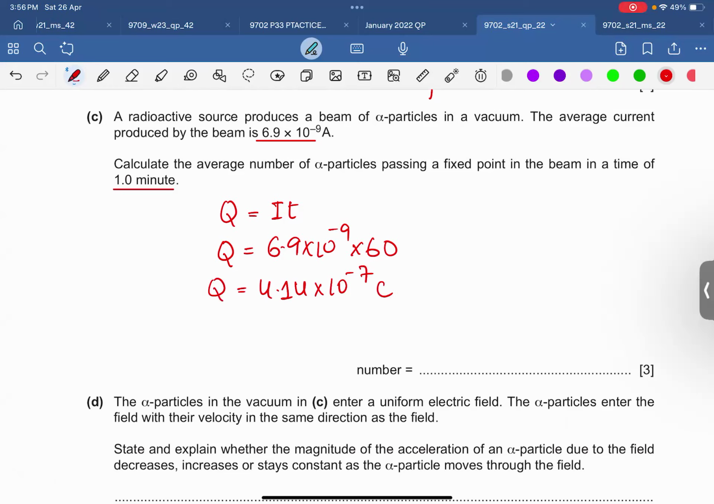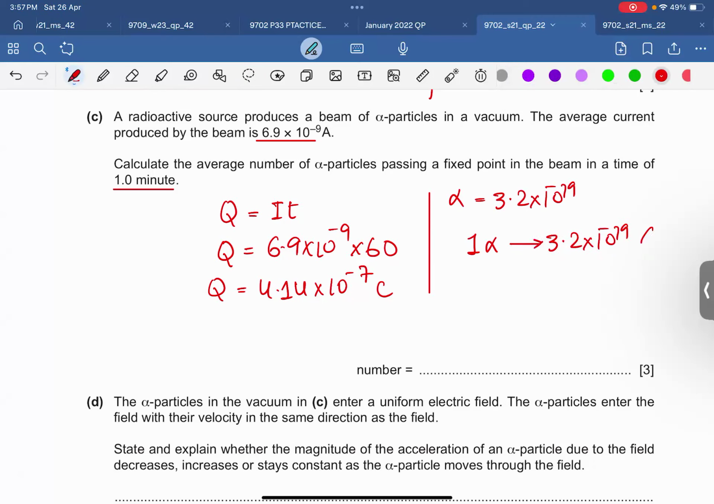Now they're asking to calculate the average number of alpha particles. Q equals n e, basically, but here keep it simple. One alpha particle contains 2e, so one alpha particle contains a charge of 3.2 times 10 to the power minus 19 coulombs. But we want to make 4.14 times 10 to the power minus 7 coulomb of charge, so how many alpha particles do we want?